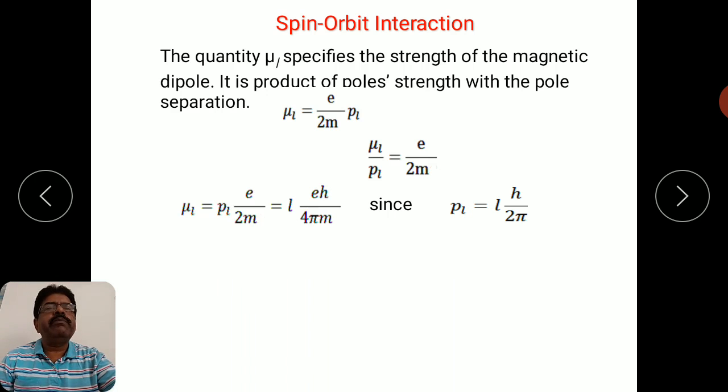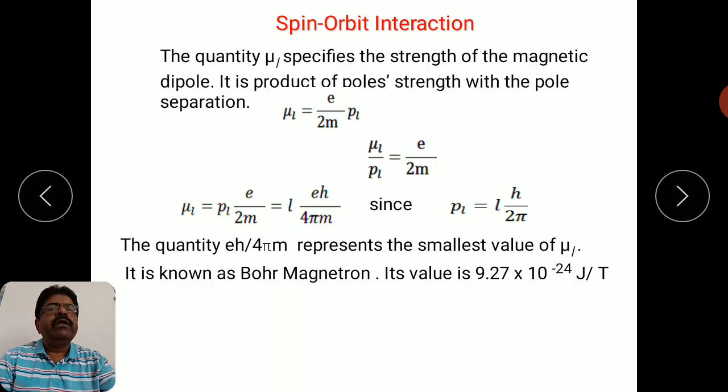So if you substitute PL in this particular equation, L into h upon 2 pi, this will become L into eh upon 4 pi m, because PL is equal to Lh upon 2 pi. Now the quantity eh upon 4 pi m in this relation represents the smallest value of mu L, the magnetic dipole moment.